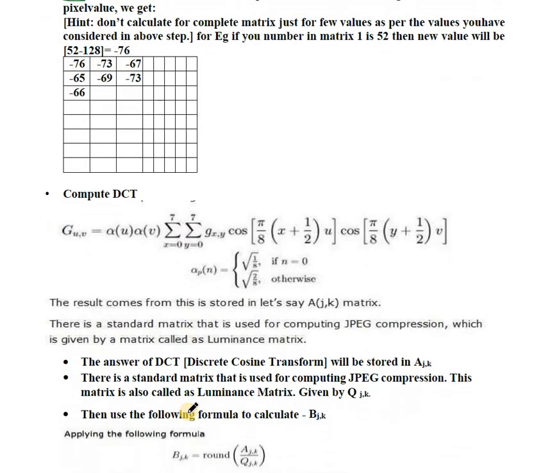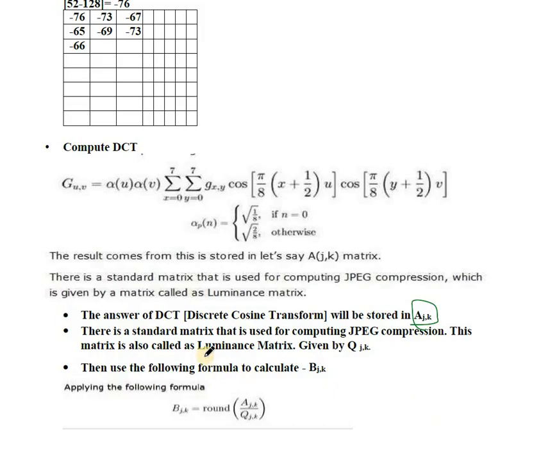The next step is you calculate the DCT. What is DCT? Discrete cosine transform, and this is the formula for it. Now this DCT that has been calculated is stored in a matrix which is called A of JK. Now JPEG compression gives you a standardized matrix by the name luminance matrix, which is denoted by Q of JK. Now as your next step, you are supposed to calculate B of JK. What is the formula for B of JK? A of JK upon Q of JK.